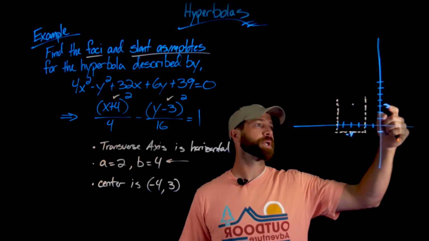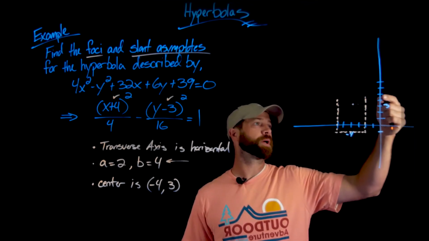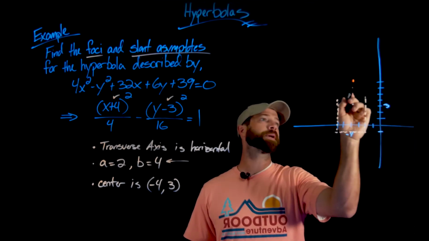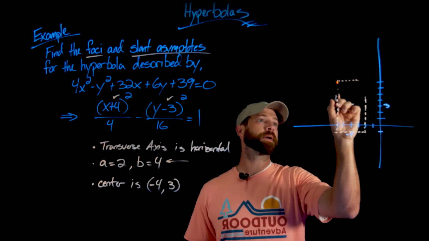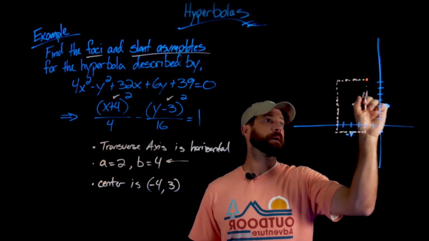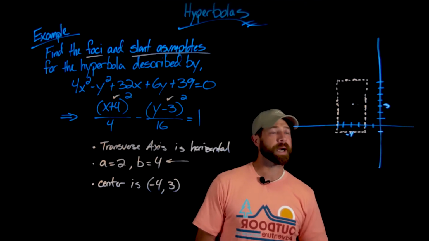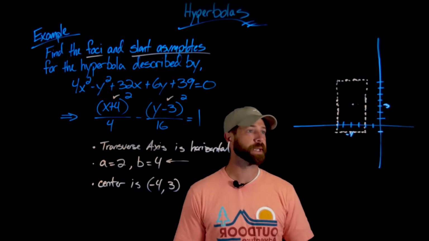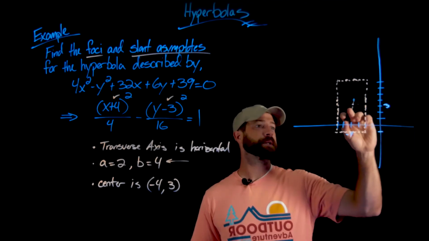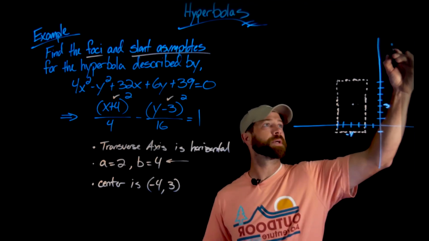And then from 3, I got to go up 4. So 1, 2, 3, 4, up here to 7. So here is my slant asymptote box. And then right away I'll throw in these asymptotes. They go through the middle and these corners.